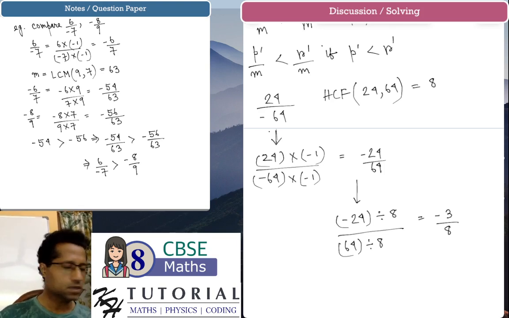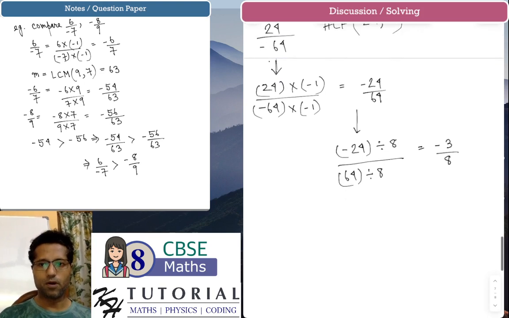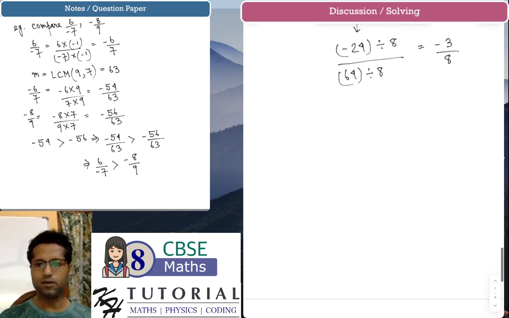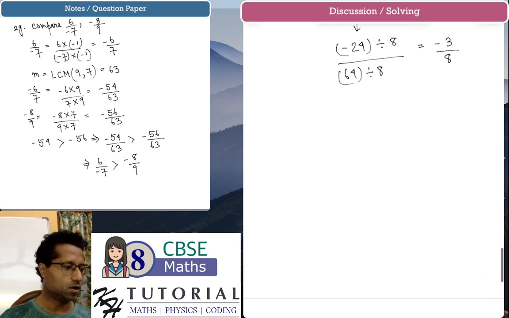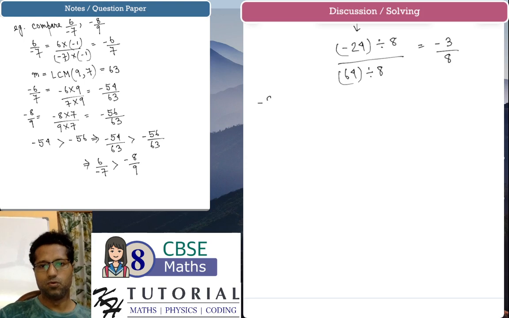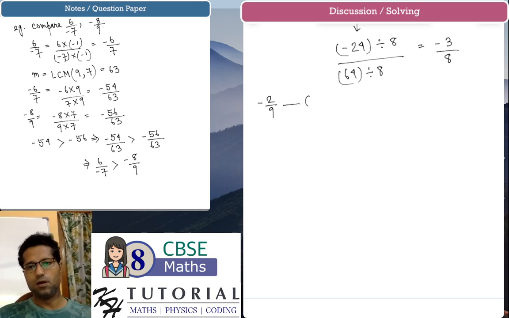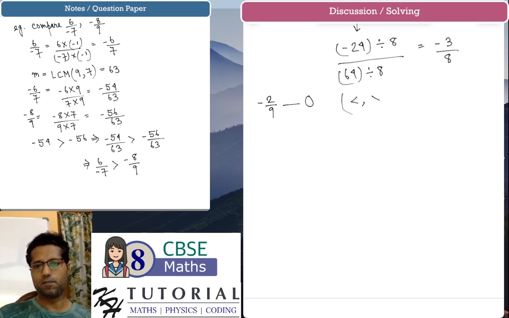Okay. Now let's quickly do another problem to find, given two rational numbers, which is greater or which is smaller. Now it is given -2 by 9. Let's do a little bit of fill in the blanks. What will be here? 0. In the fill in the blanks, you can either use the less than operator, greater than operator, or equal to operator. What will be the fill in the blanks?